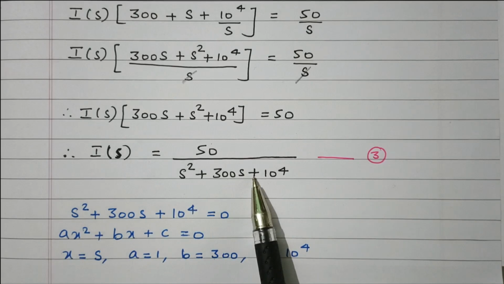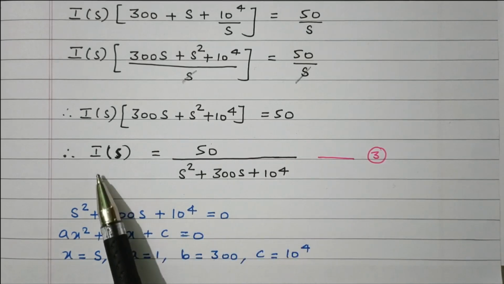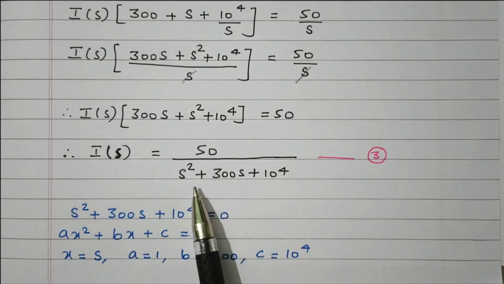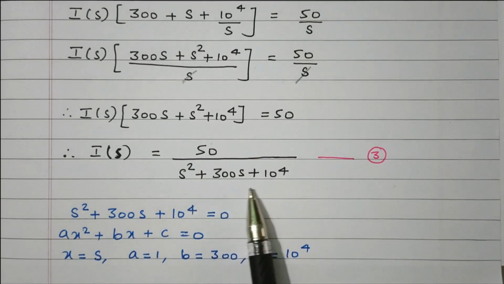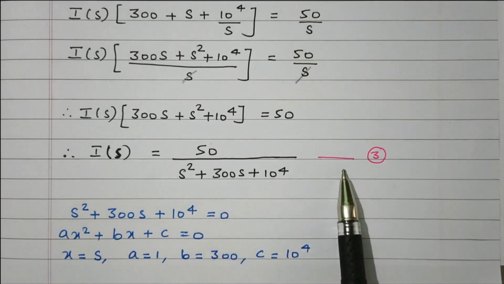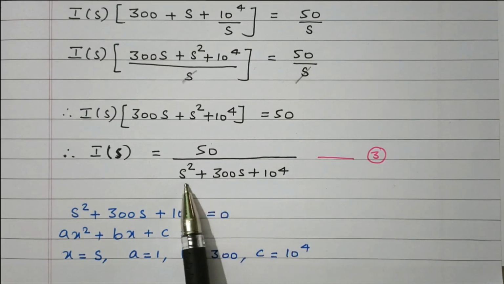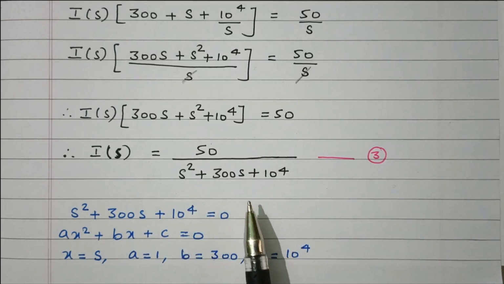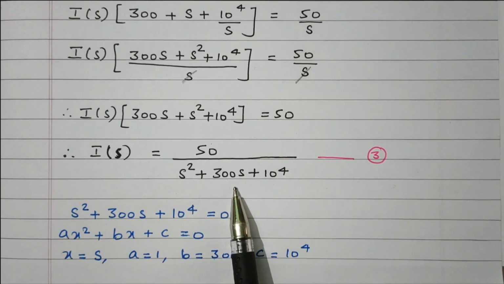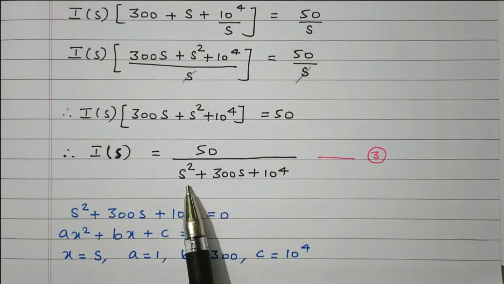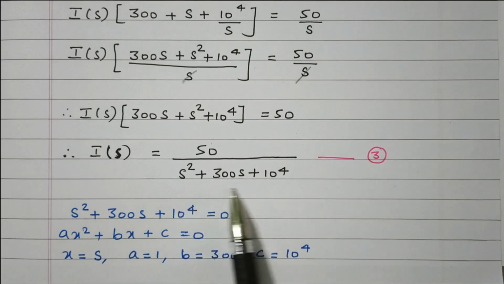Bring this term to the denominator side so that we'll get I of s equals 50 divided by s square plus 300s plus 10 to the power 4. We'll take this as equation number 3. The denominator is nothing but a quadratic equation. We need to simplify this so that we can take the inverse Laplace. We cannot take the inverse Laplace of this form.